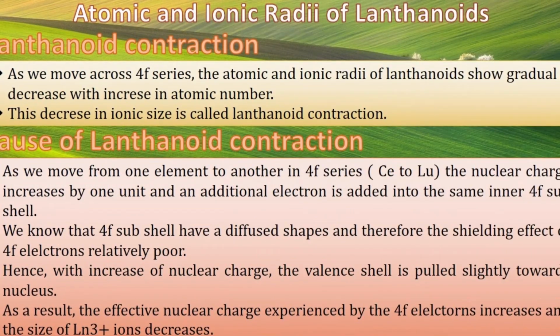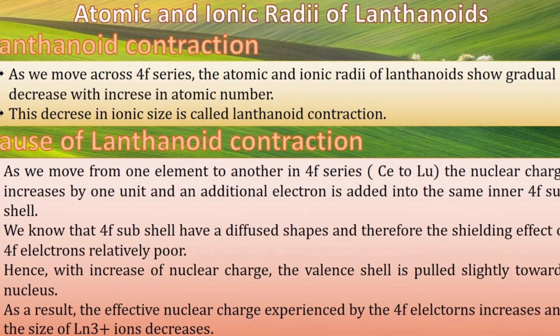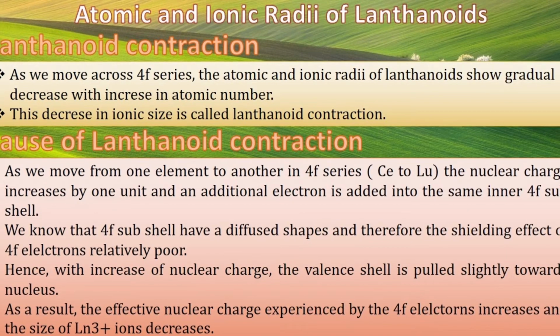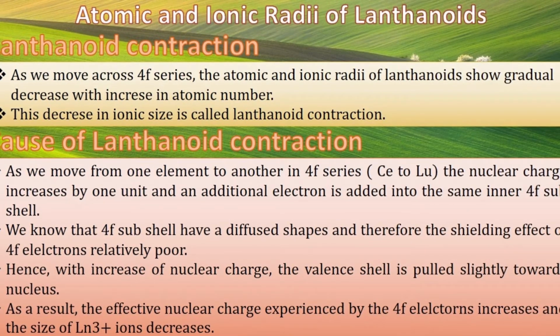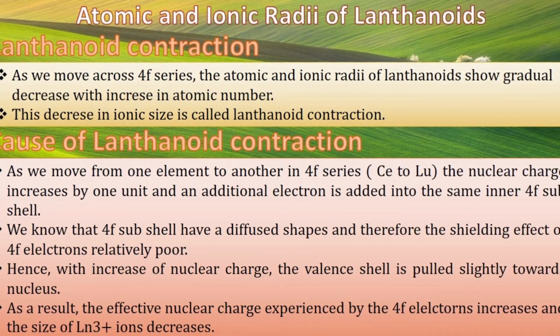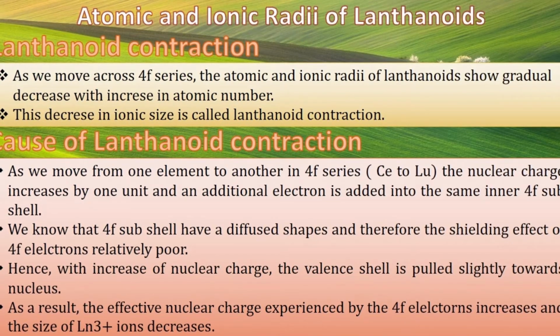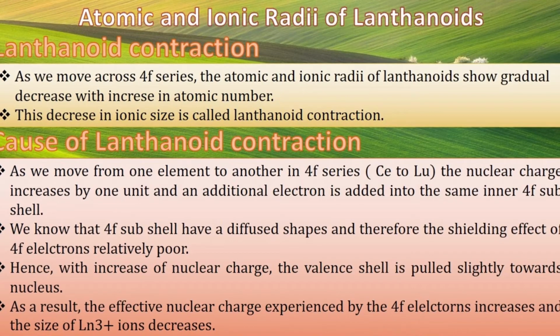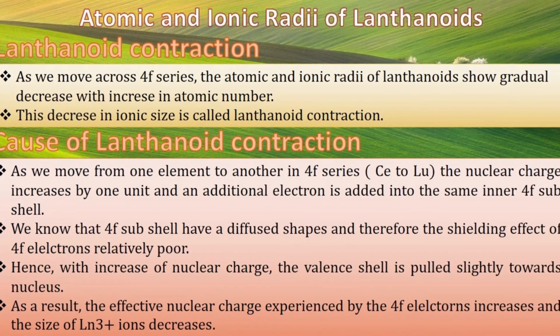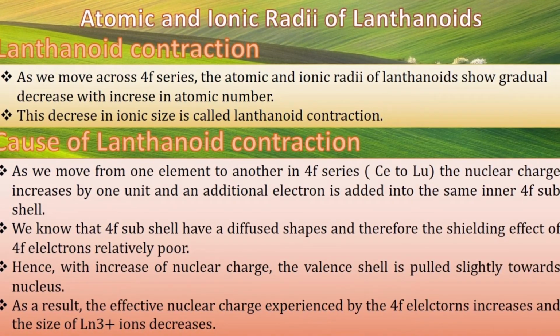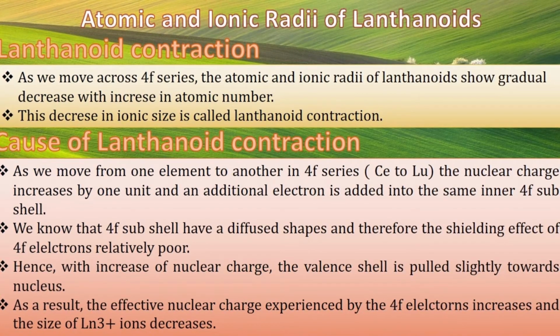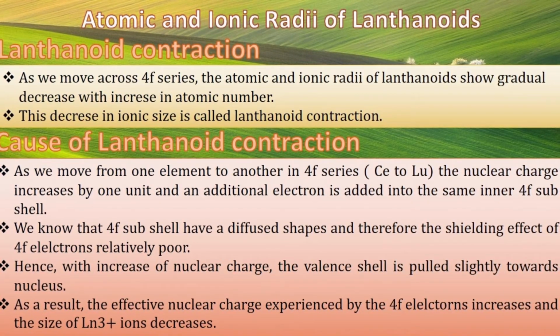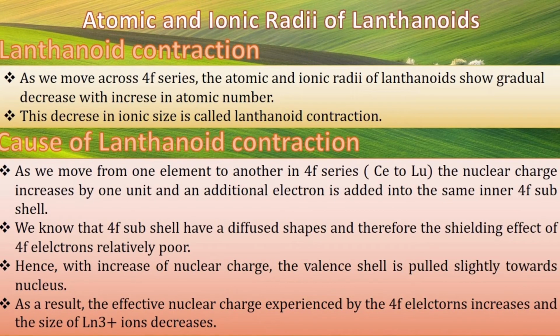Now let's discuss the atomic and ionic radii of lanthanoids. As we move across the 4f series, the atomic and ionic radii of lanthanoids gradually decrease with increase in atomic number. This decrease in ionic size is called lanthanoid contraction.